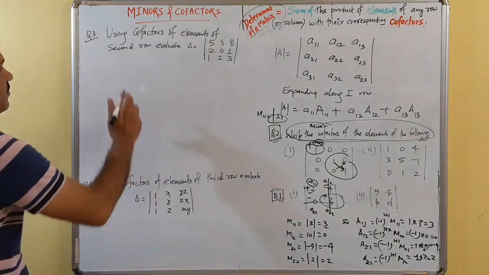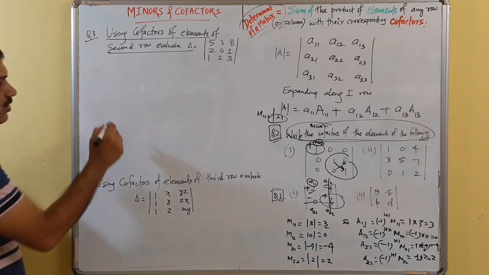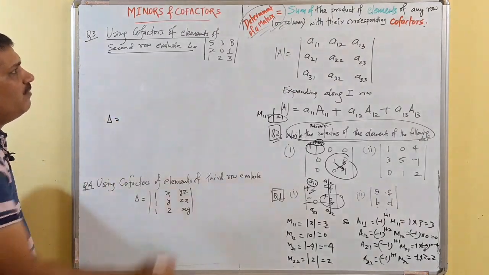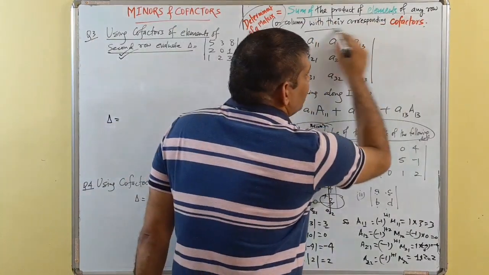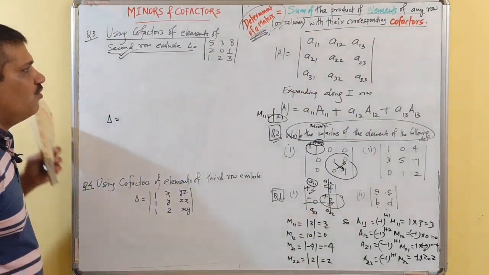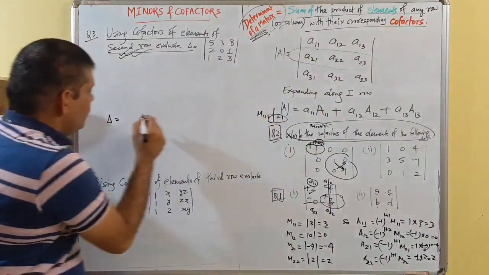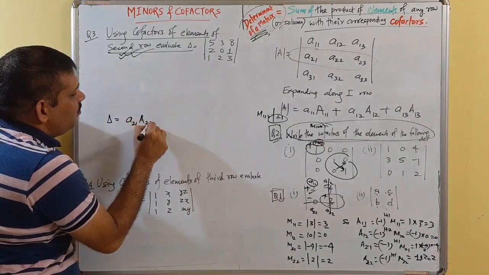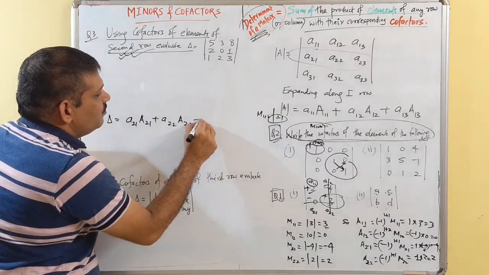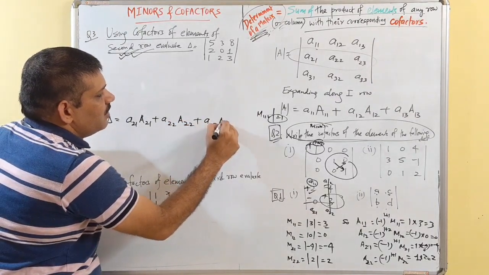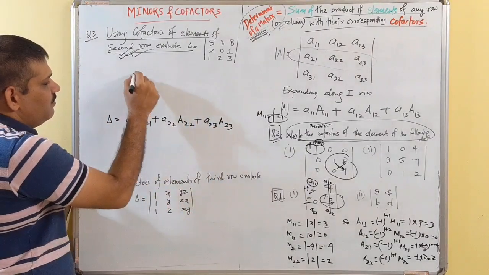Now this is question number 3rd. Using cofactors of elements of second row, evaluate delta. We know that we are to choose the elements of second row. How we find the determinant? Sum of the product of elements of any row with their corresponding cofactors. So I have chosen second row. Second row is here, this one. So A21 multiplied by capital A21 plus A22 multiplied by capital A22 plus A23 is multiplied by capital A23. So we have to find these 3 cofactors.